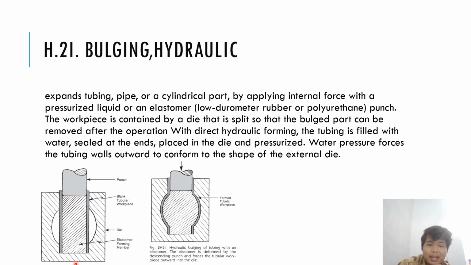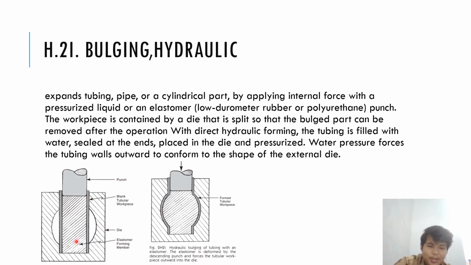Hydraulic bulging. Expand tubing, pipe, or a cylindrical part by applying internal force with a pressurized liquid or an elastomer. Elastomer is low durometer rubber or polyurethane. The workpiece is contained by a die that is split so that the bulged part can be removed after the operation. With direct hydraulic forming, the tubing is filled with water, sealed at the ends, placed into the die, and pressurized. Water pressure forces the tubing walls to conform to the shape of the external die.